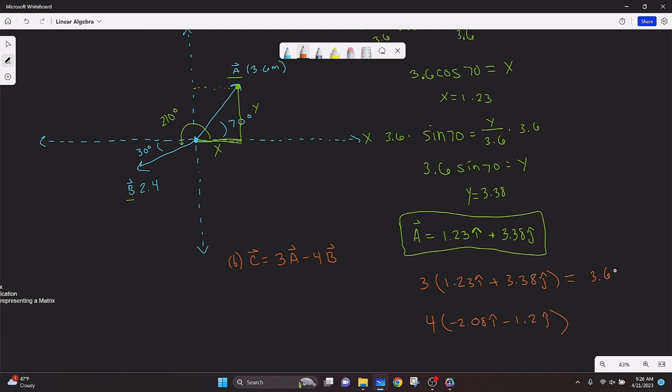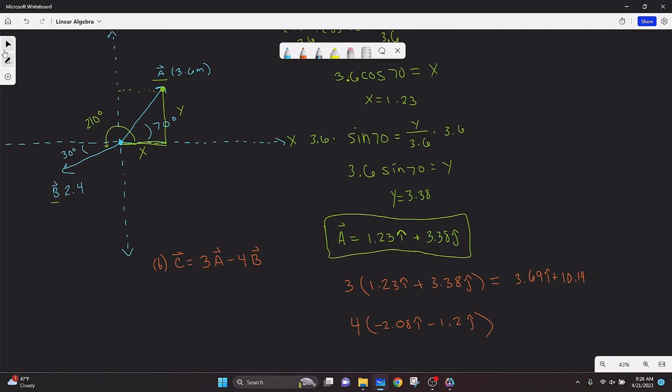And so this is going to be equal to 3.69 i hat plus 10.14 j hat, and then this is going to be equal to 8.32 i hat plus 4.8 j hat. And then we would add the x components together, so these guys.